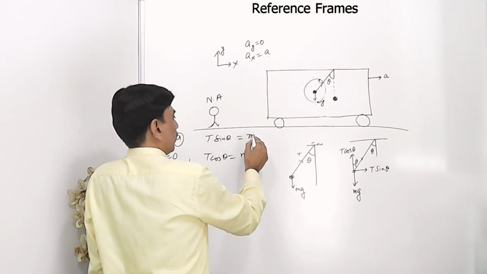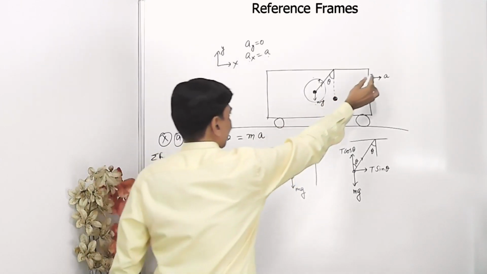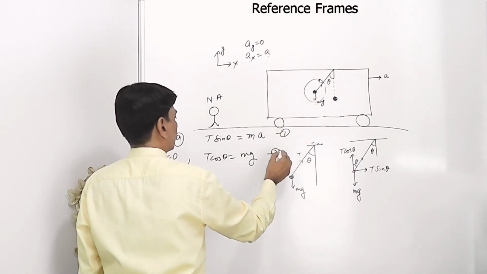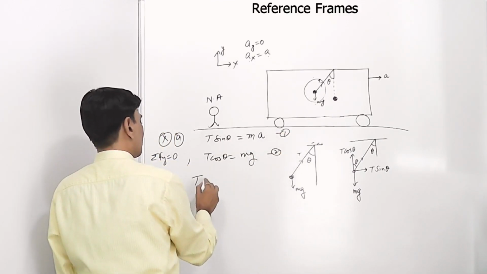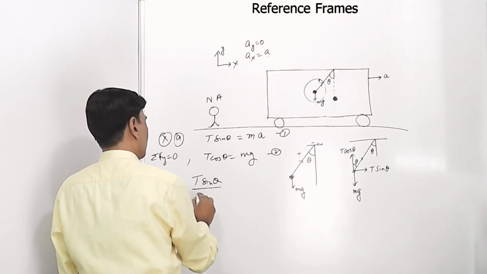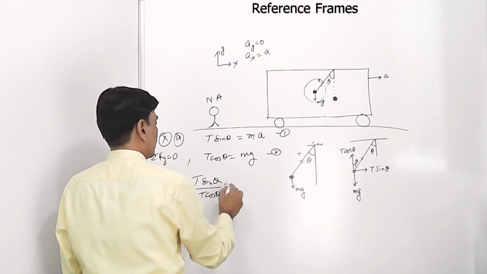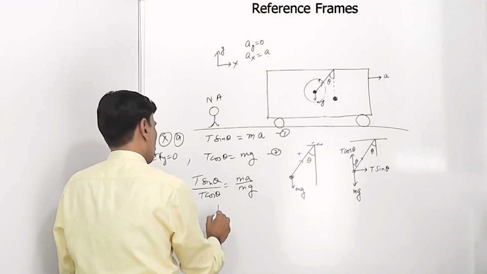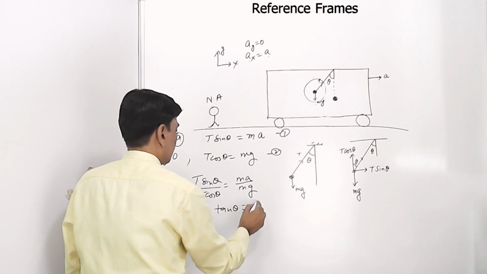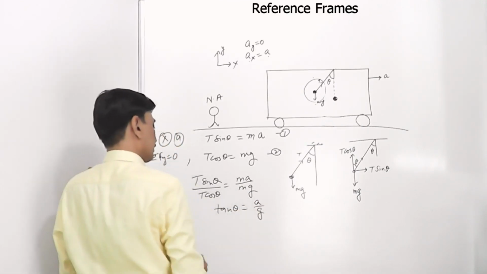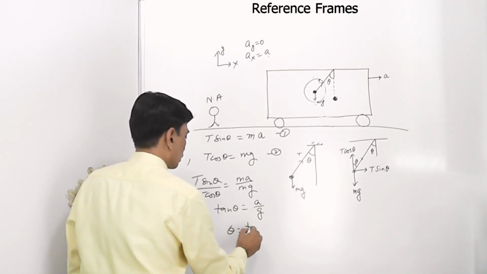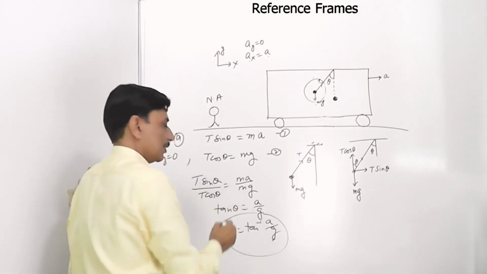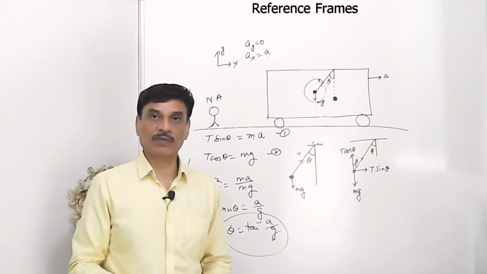T sin theta is equal to mass into acceleration on the x-axis, the same as that of the car. Now if we take this as equation 1 and this as equation 2, and divide the two, we get T sin theta by T cos theta equal to ma by mg. So tan theta is equal to a by g, or theta is equal to tan inverse a by g. This is the angle with the vertical that this string will be making.